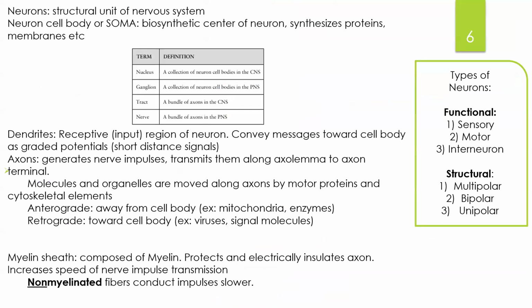Okay, then I just have a bunch of definitions for the anatomy of the neuron. These, again, are in your book, and they're important to know for lecture. So I'm going to go through them pretty quickly because I know it's a lot. First, we have the types of neurons. So we classify them in functional and structural. So for functional, we have sensory, motor, and then interneurons. And then structural, we have multipolar, bipolar, and unipolar.